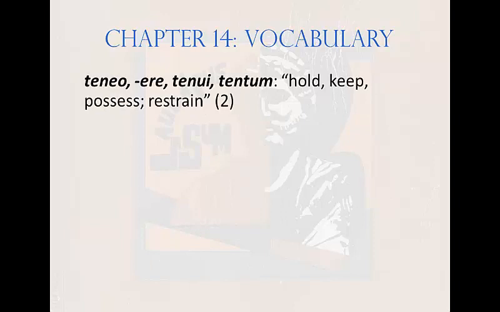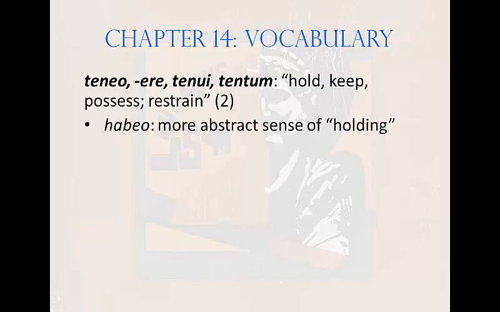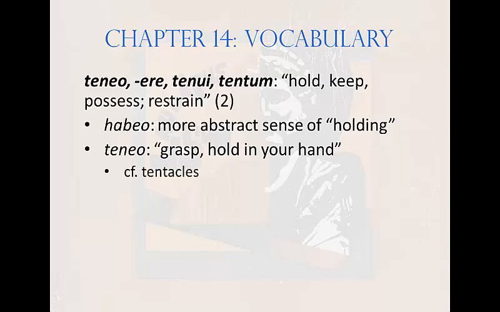Next word, teneo tenere, tenui tentum, meaning hold, keep, possess, or restrain. It's a second conjugation verb. We've had another verb that means hold, habeo, but its sense is more abstract than teneo, which means really to grasp, to hold in your hand, not merely possess. Think tentacles, little graspers, literally.